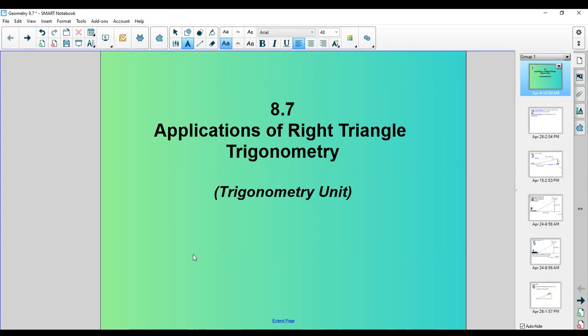All right. So in 8.7, we're looking at just an application of the trigonometry applications. So sine, cosine, tangent, all those things are going to come into play here. We're going to find angles. We're going to find sides. A couple of things to look at here.